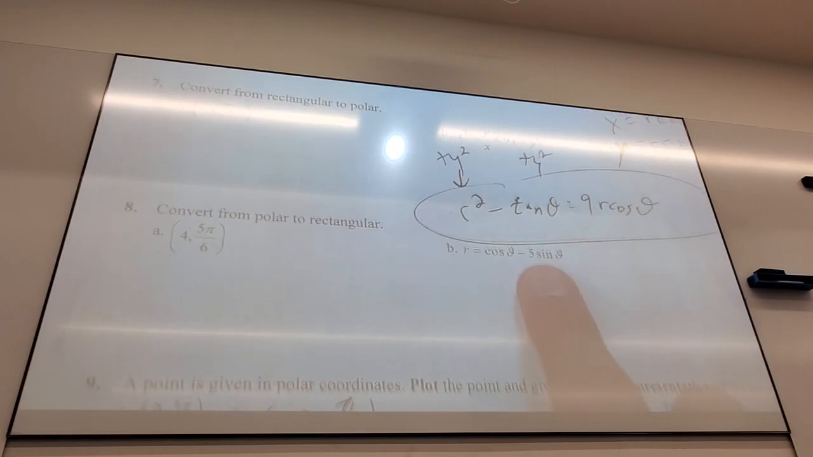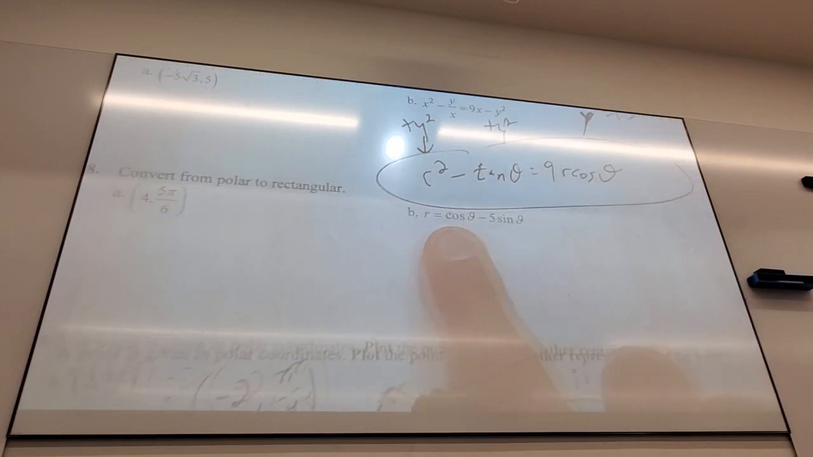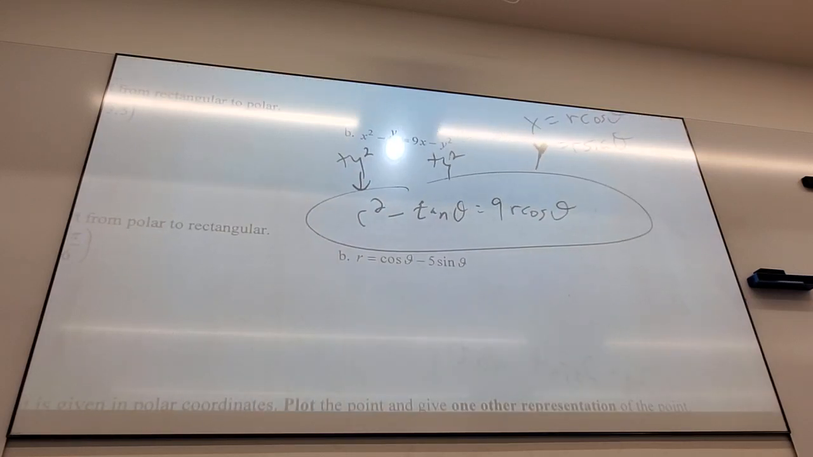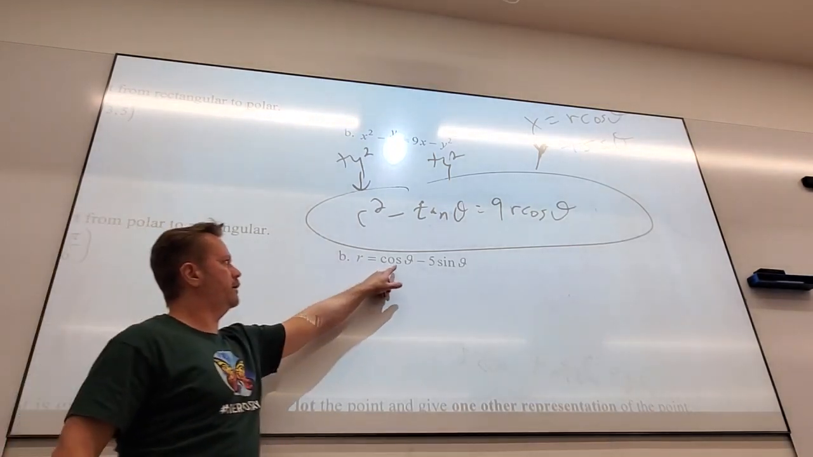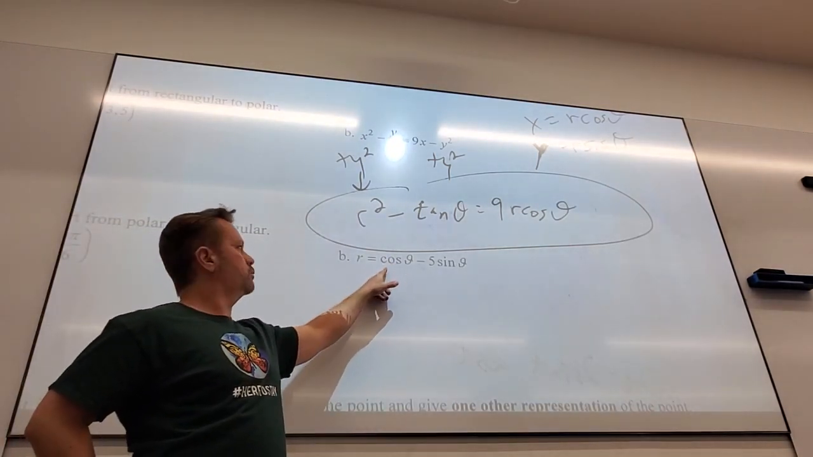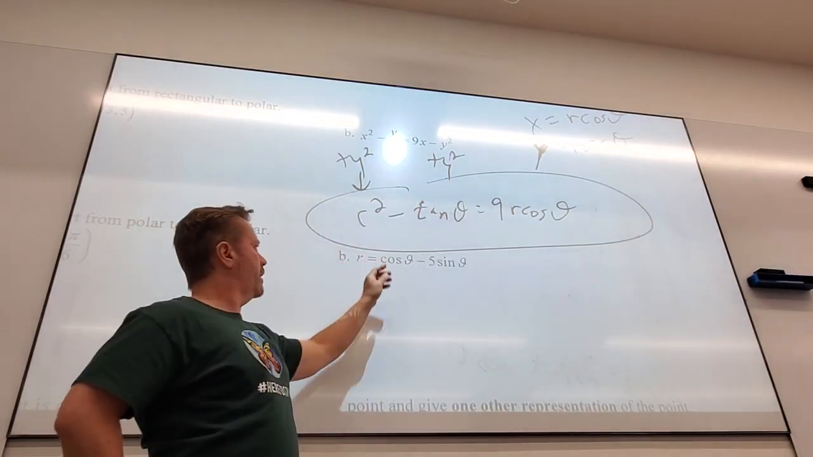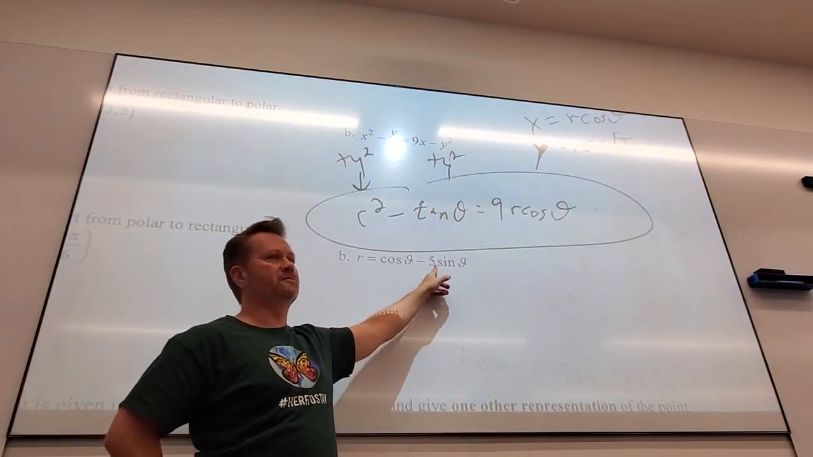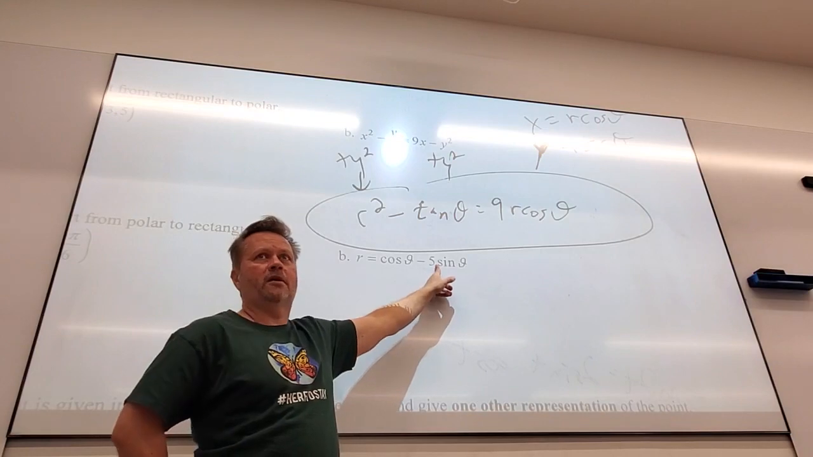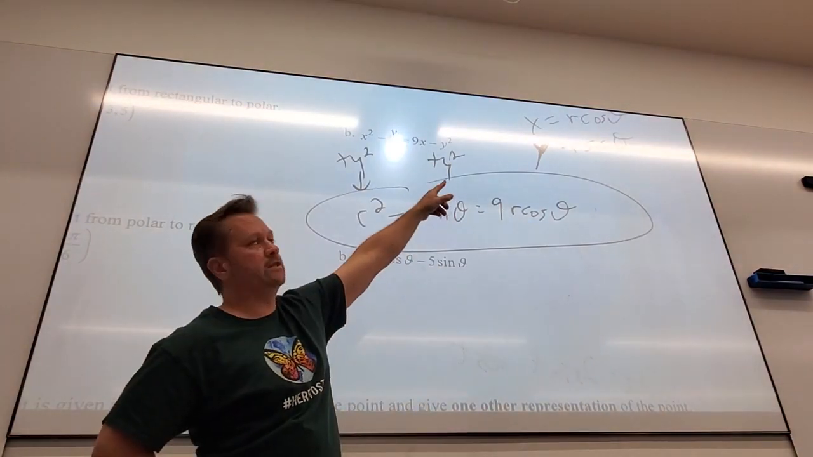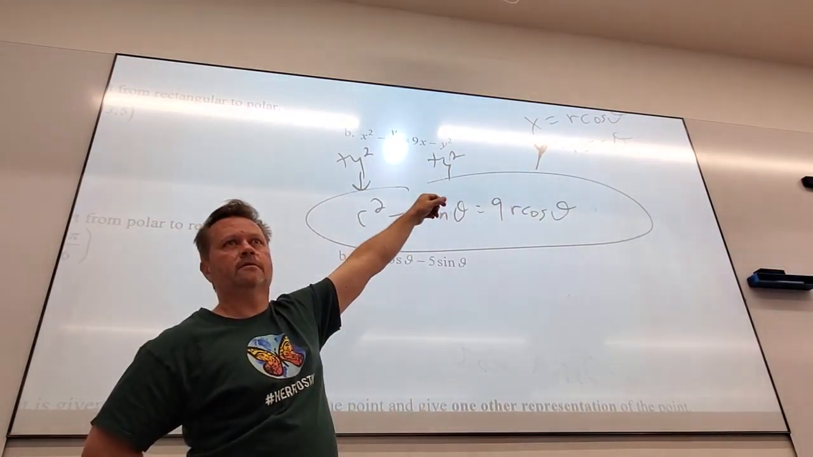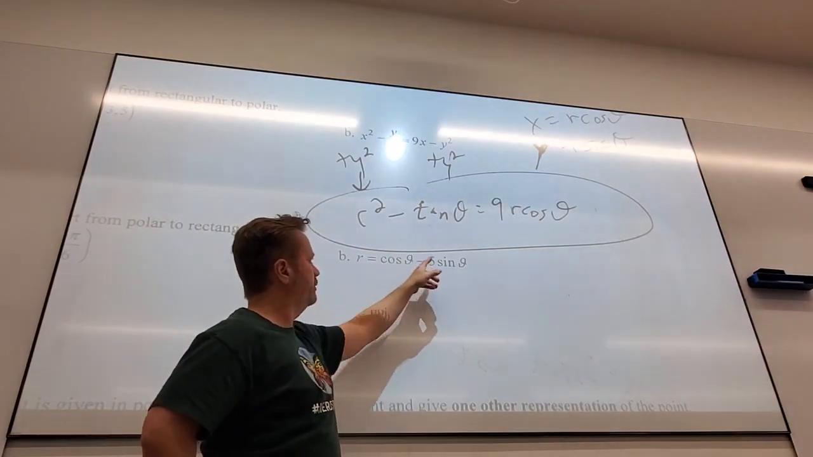What about 8b? Why does that kind of suck? The 5 is there. No, the 5's fine. Poor little 5. There's only a cosine here. What do you wish was in front of the cosine? R. What do you wish was in front of the sine? R. Because if it was r cosine, wouldn't that just be x? So how do I make an r show up in front of those?